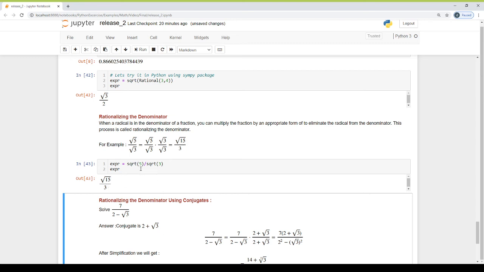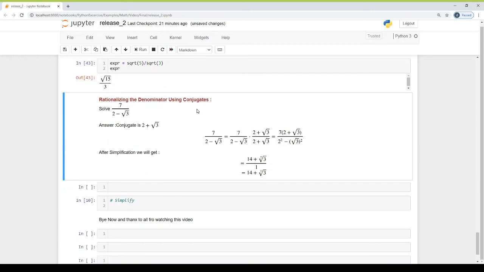What happened here? For under root 5 divided by under root 3, SymPy has removed the radical from the denominator term by multiplying with under root 3 by under root 3, and the numerator becomes under root 15, and under root 3 multiplied with under root 3 is equal to 3. So this process is known as rationalizing the denominator.